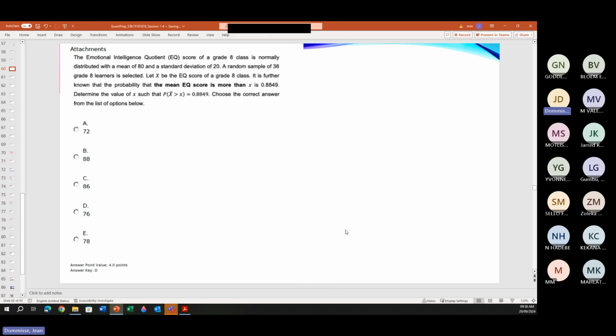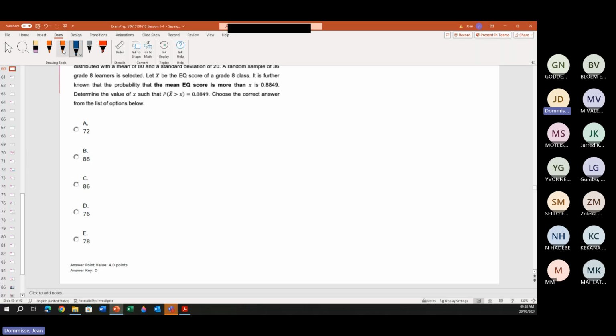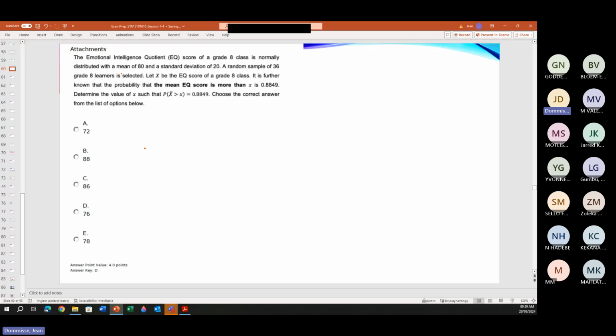Okay, so let's look at the last one for today, and again linking very close to some of the previous ones we did. So let's read and see what, again, EQ score. So you can see that was one of those, again, normally distributed with a mean of 80.